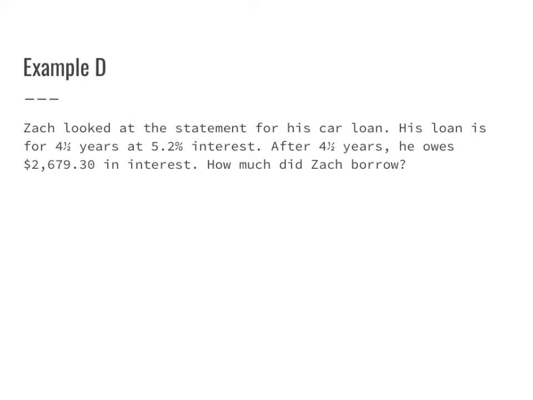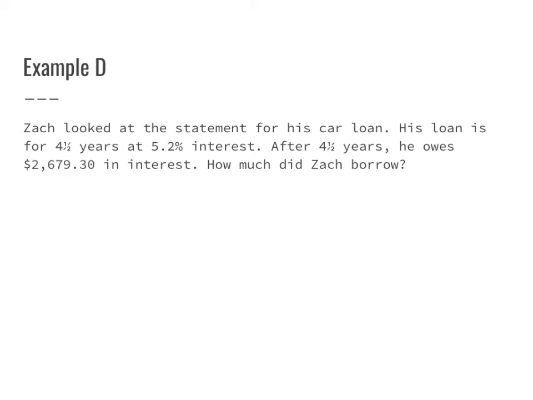Here we are in example D, and it says Zach looked at the statement for his car loan. His loan is for 4.5 years at 5.2% interest. After 4.5 years, he owes $2,679.30 in interest. How much did Zach borrow? So again, it doesn't have those cute little boxes that help me identify where things are in the problem. So I'm going to have to do that for myself.